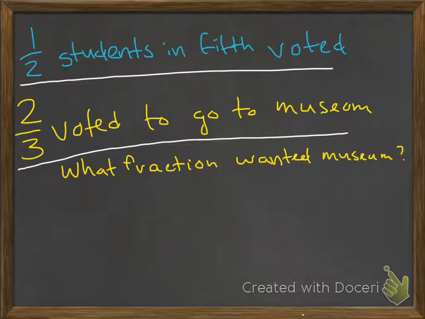So we can set that up as the multiplication equation of 1/2, where 1/2 is going to represent the number of students in the 5th grade who voted, times 2/3, which tells us how many voted for the museum. These two together are going to tell us what fraction of the class voted for the museum.